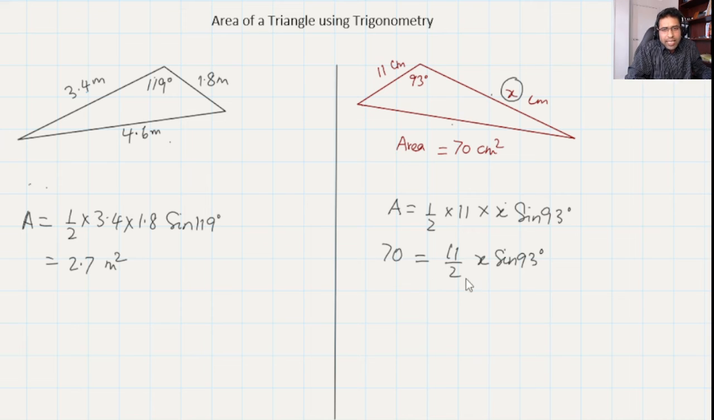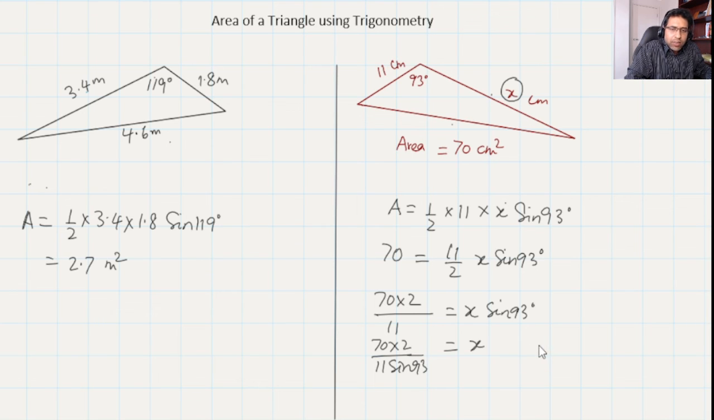If I rearrange the equation, 2 divided by 11 equals x sine of 93. You can do this calculation stepwise if you want, but I can do it in one go, which is 70 times 2 divided by 11, then sine 93 coming as a denominator as well, 93 degrees, right? And if I do this calculation, it will give you x equal to 12.74, and it is a length, so it is in centimeters. So x will be 12.74.